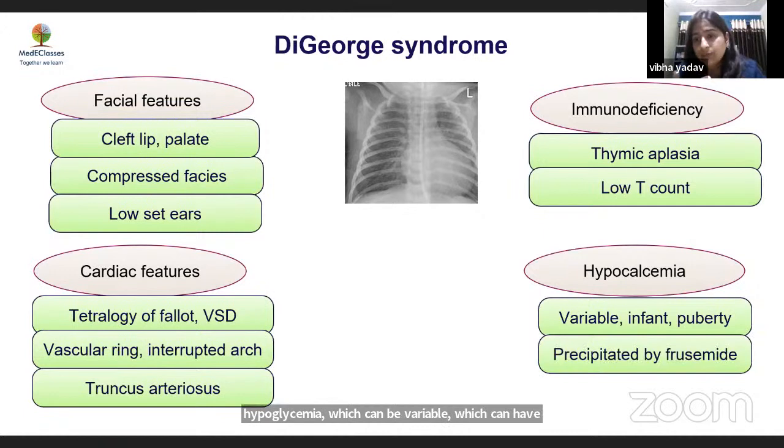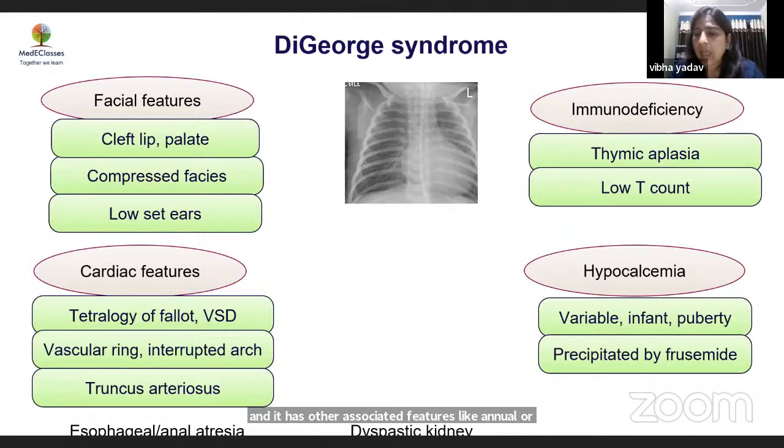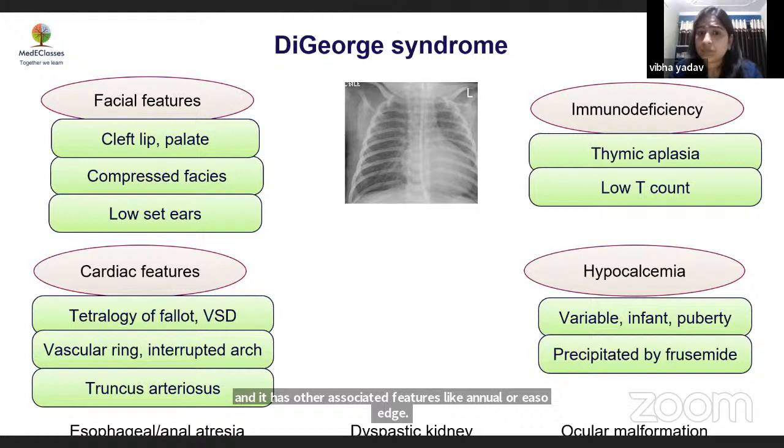And this is very important: the hypocalcemia in DiGeorge is exaggerated by the use of furosemide. Because what does furosemide do? It causes hypercalciuria. It excretes calcium from the body, so it will worsen the hypocalcemia. So never use furosemide in patients with DiGeorge syndrome. And it has other associated features like anal or esophageal atresia, dysplastic kidney, and ocular malformations.